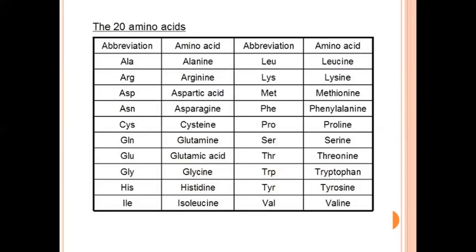Now, one thing I want you all to note down is that among these 20 amino acids, methionine and cysteine are the two amino acids which contain sulfur. So these are the sulfur-containing amino acids. Which ones are they?